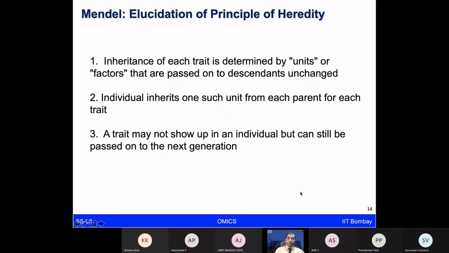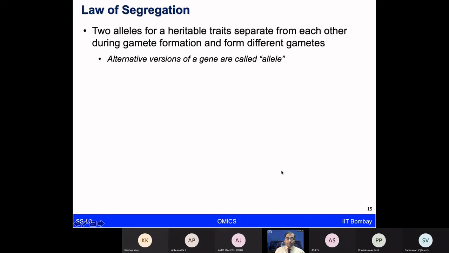So based on these experiments, he was trying to determine what are the units or factors which are passing from the parents to the children or the offspring. These units or factors, at that time, he did not know about them, but now we know these are the genes. And so an individual inherits one such unit from each parent. So again, these are alleles now: for a given gene, you have two alleles, one coming from each parent, and those are going to be inherited and shown in the next generation.